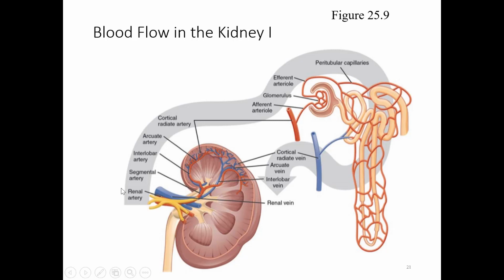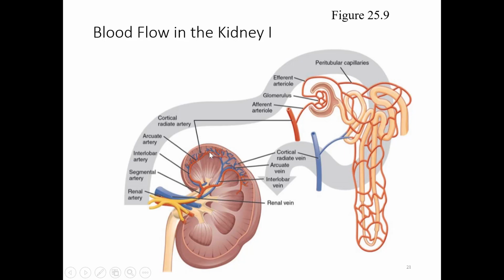Kidneys receive their blood through the renal artery, the red one, and it originates from the abdominal aorta. As soon as the renal artery enters the kidney, it branches into 2 or 3 segmental arteries. Each segmental artery also branches into interlobar arteries, and each interlobar artery goes through the column between 2 pyramids. Then interlobar arteries turn, and after they turn, they are called arcuate arteries.